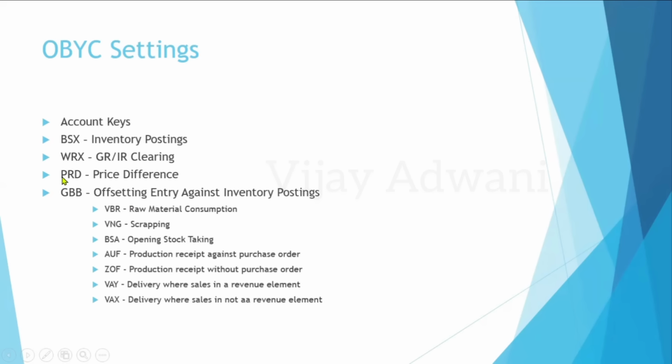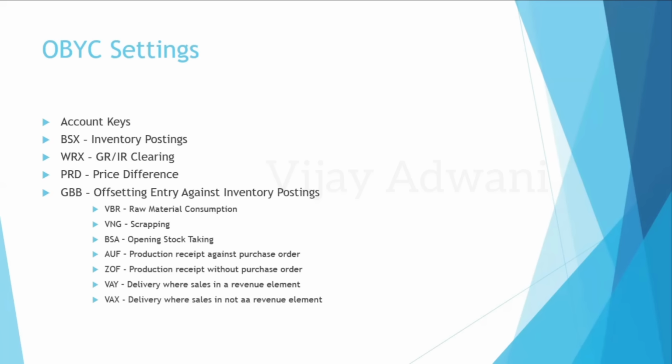Now there is another account key PRD. Now what is this PRD? PRD is price difference. Now when a price difference might arise, just think goods are received, but when the invoice is received, then there is a difference. Now how can there be a difference? Let's say you issued a purchase order for 100 quantities at the price of 10.